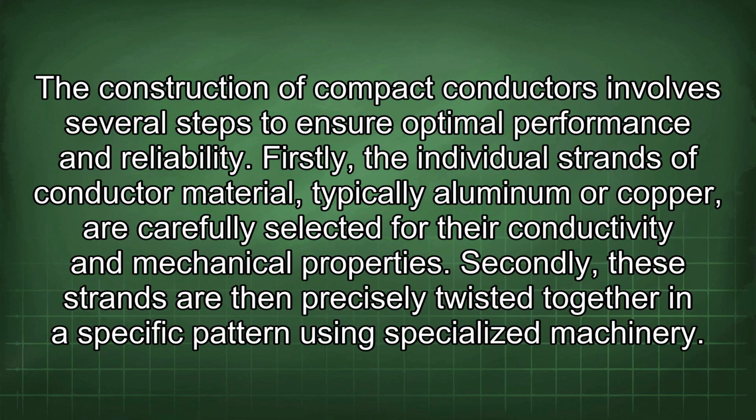The construction of compact conductors involves several steps to ensure optimal performance and reliability. Firstly, the individual strands of conductor material, typically aluminum or copper, are carefully selected for their conductivity and mechanical properties. Secondly, these strands are then precisely twisted together in a specific pattern using specialized machinery.